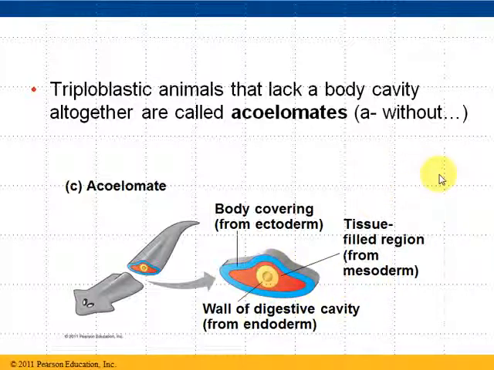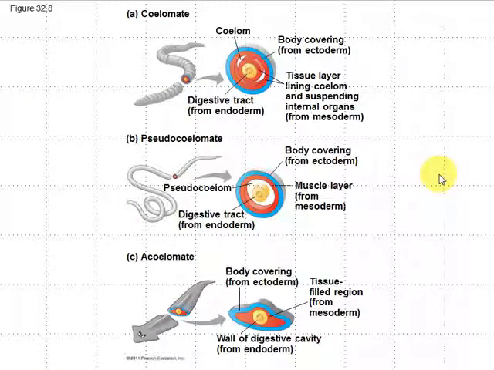So here is all three of them together. A true coelomate, its opening comes only from the mesoderm. A pseudocoelomate, his opening comes from both the endoderm and the mesoderm, and an acoelomate has no opening, no body cavity at all. So these three formations of tissue can help separate the different types of animals as well.